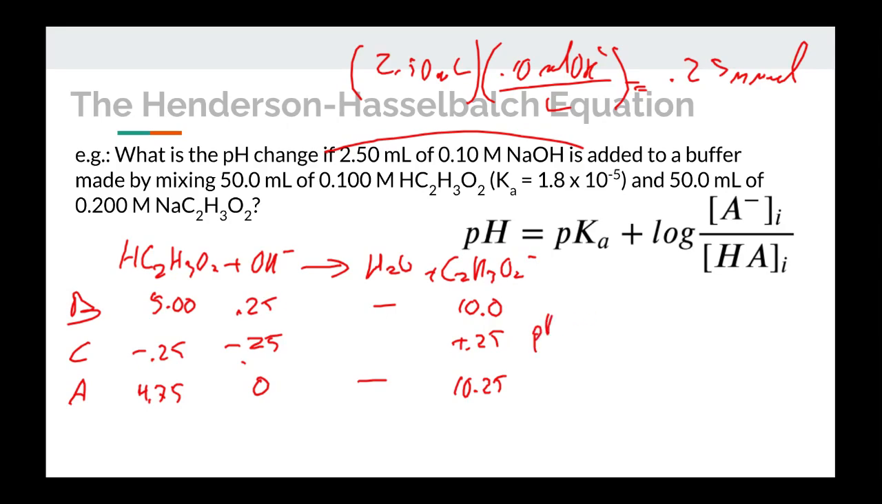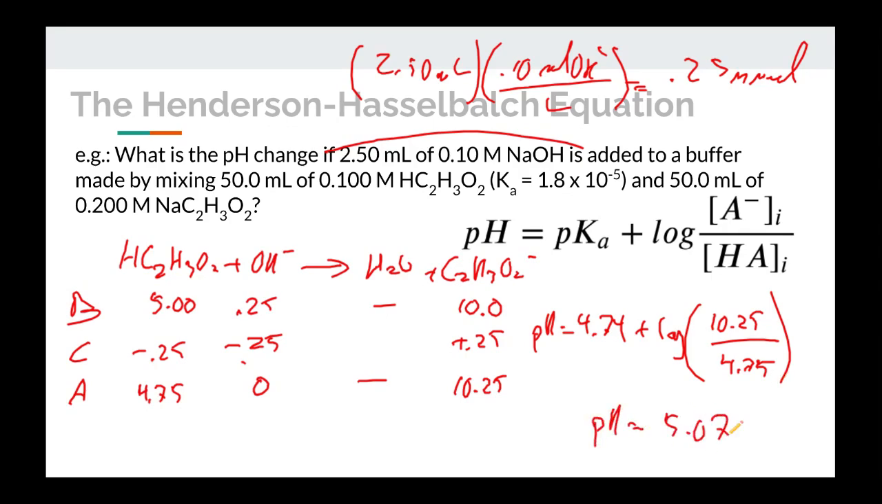So what's our pH? The pH is the pKa, which remember is 4.74 for this acid, plus the base 10 logarithm of base on top, 10.25 millimoles, acid on bottom, 4.75 millimoles, and that calculates out to 5.07. The initial pH for this buffer before that base was added was only 5.04, so even though we added a strong base, the pH only went up 0.03 of a pH point. The Henderson-Hasselbalch equation really simplifies things because all you have to know is what the number of moles are for the acid and base or their concentrations, and you just plug them in and it does the work for you.